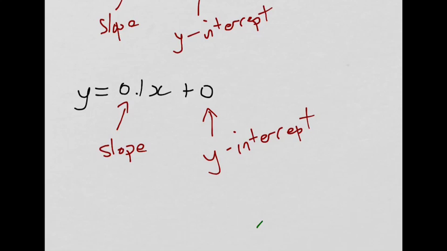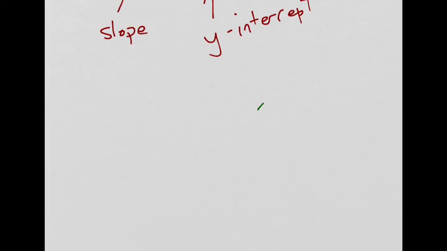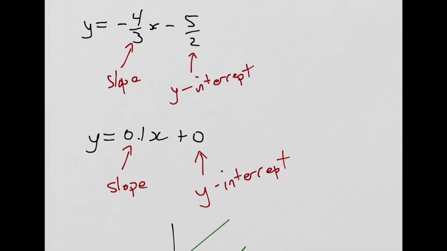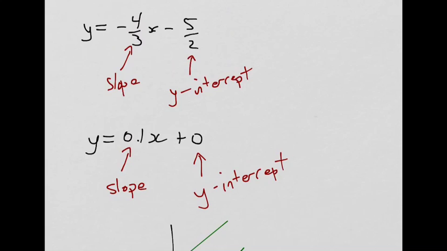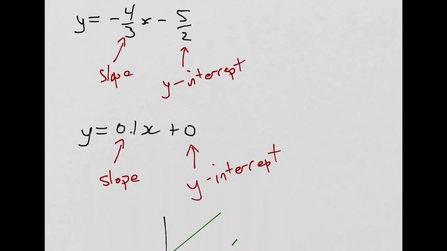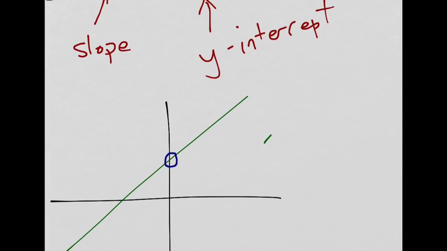One very, very important piece of information is what happens when a line crosses the y-axis. Okay, so if I have a line and it's crossing the y-axis somewhere, at the point of the y-intercept, the equation is able to tell us the y-coordinate of that point, right? Here it was 6, here it was negative 5/2, here it was 0. What would the x-coordinate be at that point? 0, right?